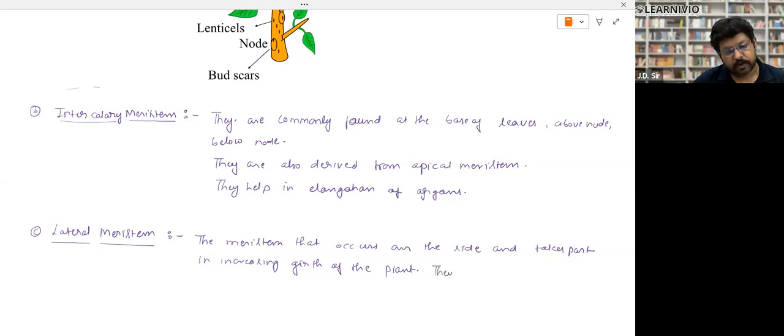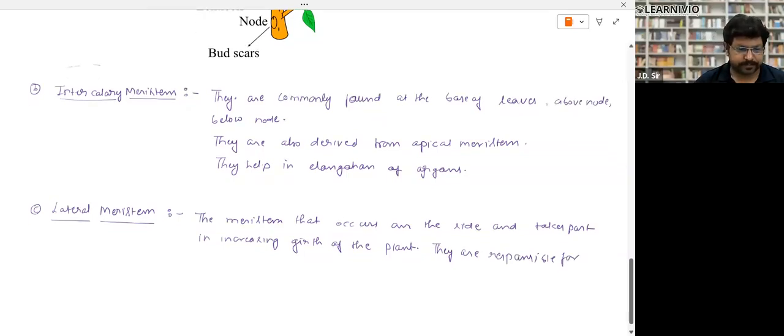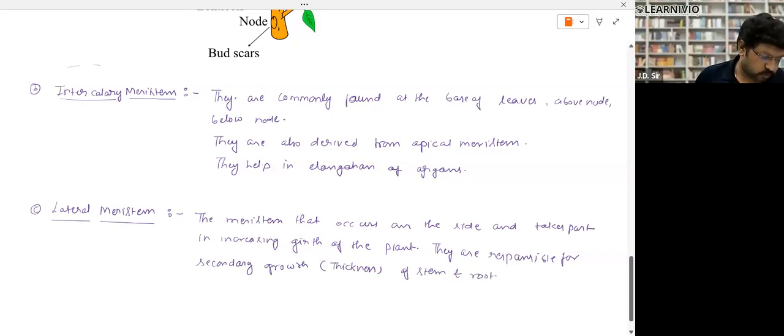They are responsible for secondary growth of root and stem. Secondary growth, that is increasing thickness. Right? Secondary growth of stem and root. Okay. So they are responsible for increasing the girth of the stem and root. Is that clear?